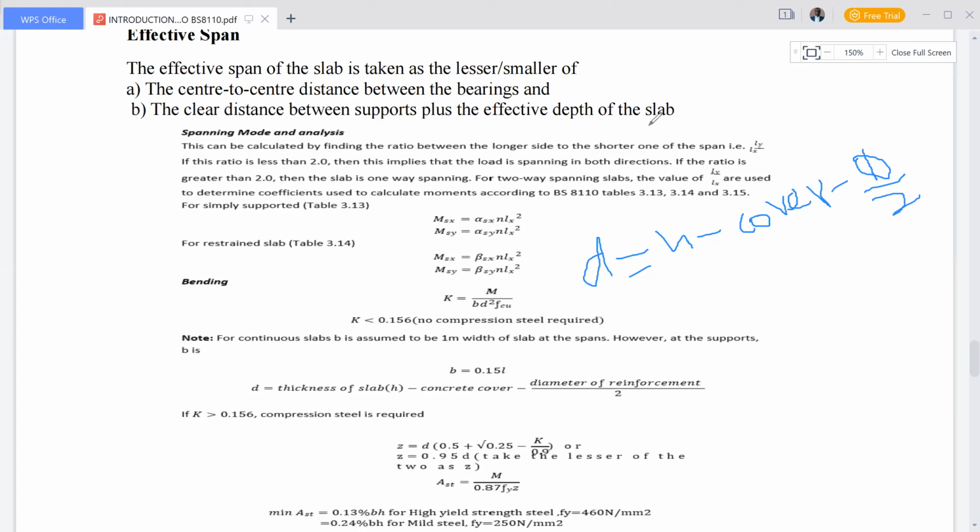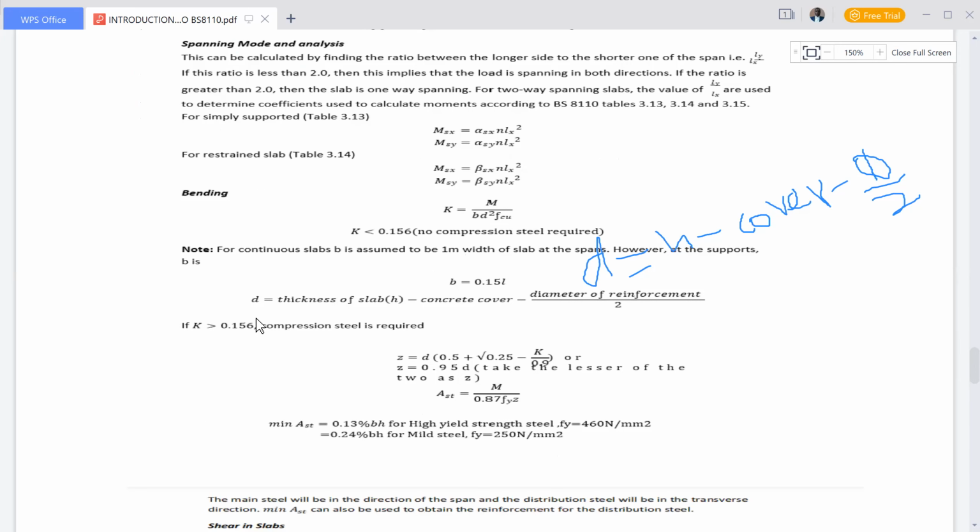Now, after getting that, normally for this value of K, when you substitute the values, remember the moment will be in terms of kilonewton meter. So you have to multiply it times 10 power 6 to convert it into equivalent units, because b is in millimeter, d in millimeter, and fcu is in newton per millimeter squared. Now, this is what I was telling you, that effective depth d is equal to thickness of slab h minus concrete cover c minus a half diameter of reinforcement bar. Now, if you find a case where the value of K is more than 0.156, which will be rare in the design of slab, it means you have to provide compression steel.